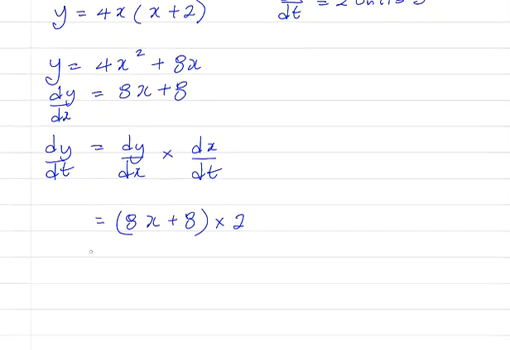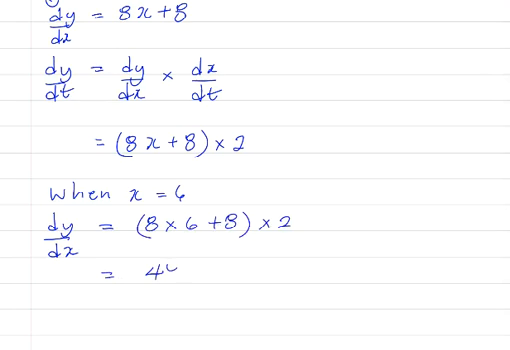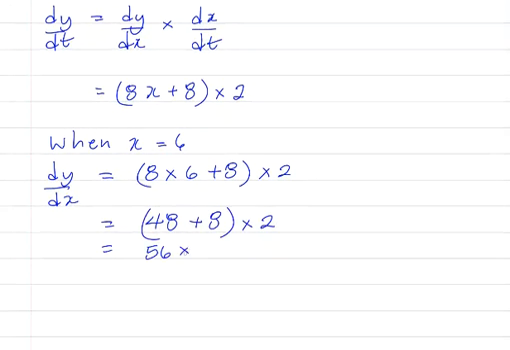So next I can say now when x is equal to 6, dy by dt would be equal to 8 times 6 plus 8 multiplied by 2. So this is 48 plus 8 multiplied by 2. So this would be 56 times 2. And I'm guessing that this would be 112 units per second.